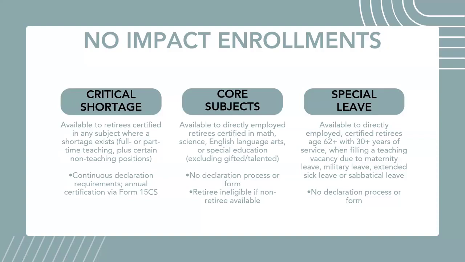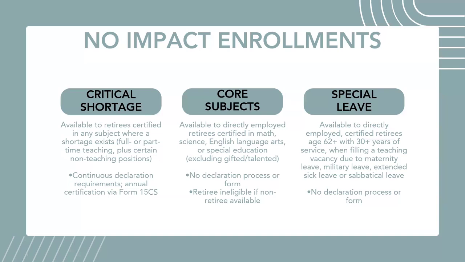We're going to move into our three big no impact enrollments. This is going to be critical shortage, core subjects, and special leave, with the two latter being only applicable to the 2010 law group. For critical shortage, this is available to retirees that are certified in any subject where a shortage exists. This will be full-time, part-time, and then all of those ancillary positions. This does require that continuous declaration, and also for you all to submit that 15 CS, which will require that signature from the superintendent and also the personnel head.